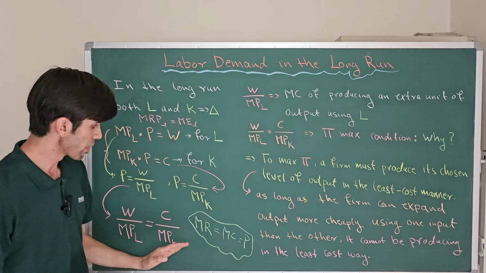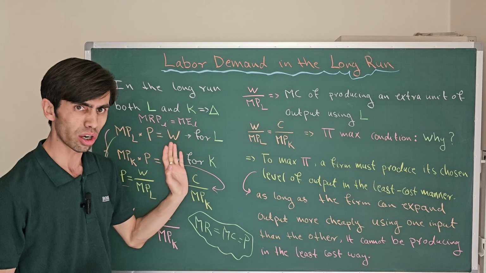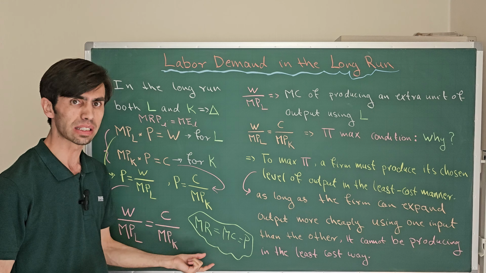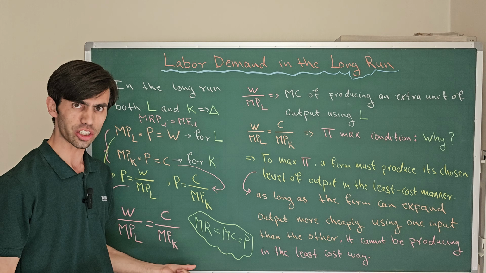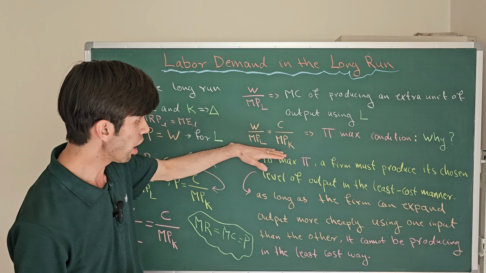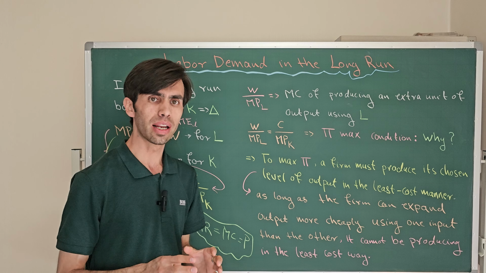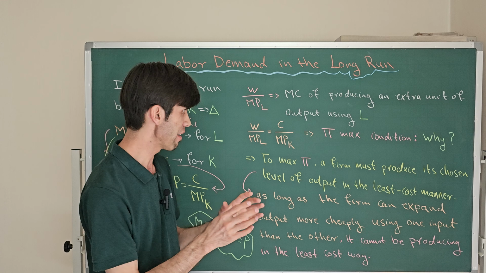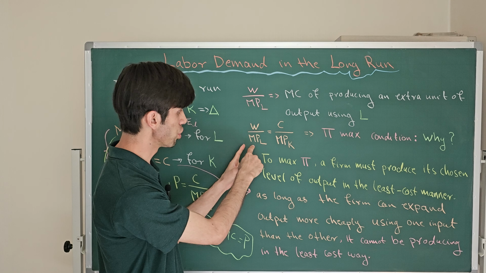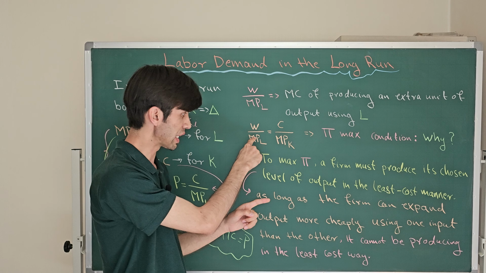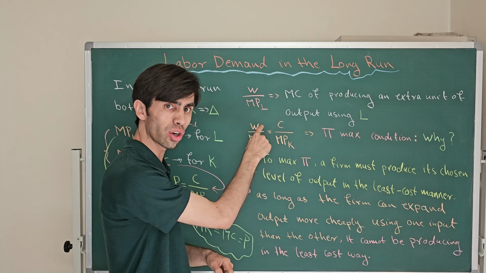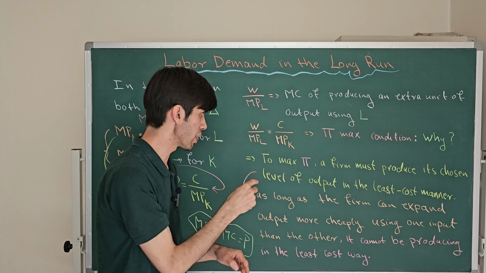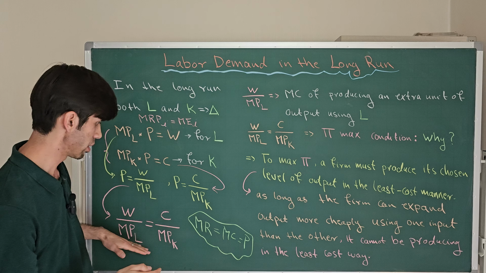Because when these two marginal costs are not equal, we cannot satisfy this condition of profit maximization. So in the long run, the optimal demand for labor should sit at the level where the marginal cost of producing an extra unit of output using labor is equal to the marginal cost of producing an extra unit of output using capital, because both of them are equal to the price.